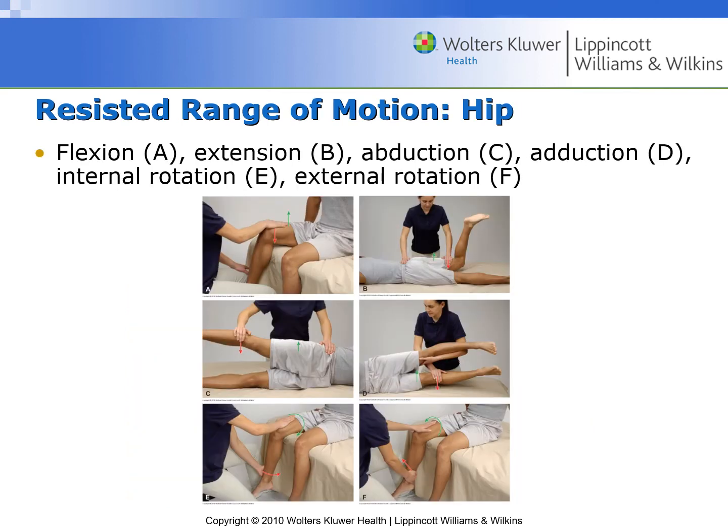Now let's consider resisted range of motion of the hip. Illustration A demonstrates resisted flexion of the hip. Illustration B demonstrates resisted extension of the hip. Illustration C demonstrates resisted abduction of the hip. Illustration D illustrates resisted adduction of the hip. Illustration E demonstrates resisted internal rotation of the hip. And illustration F demonstrates resisted external rotation of the hip.